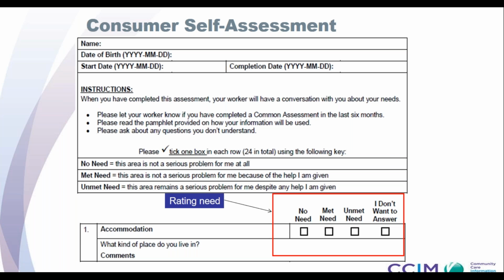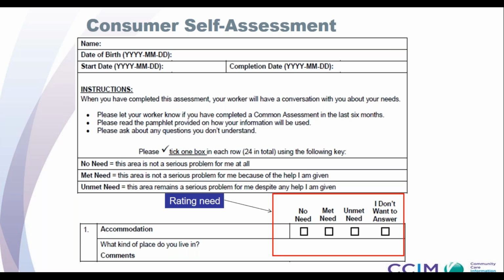The anchor question just below, and this first one shows accommodation as an area. What kind of place do you live? That's really not to be answered literally, but helps the client to think about that area of their life. And then they would tick off one of the 4 possible options on the right.